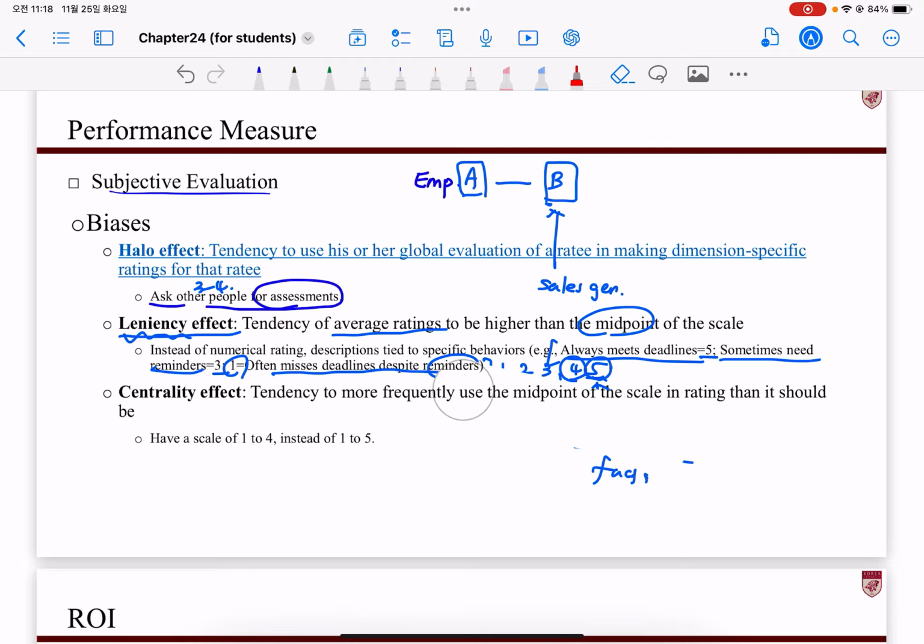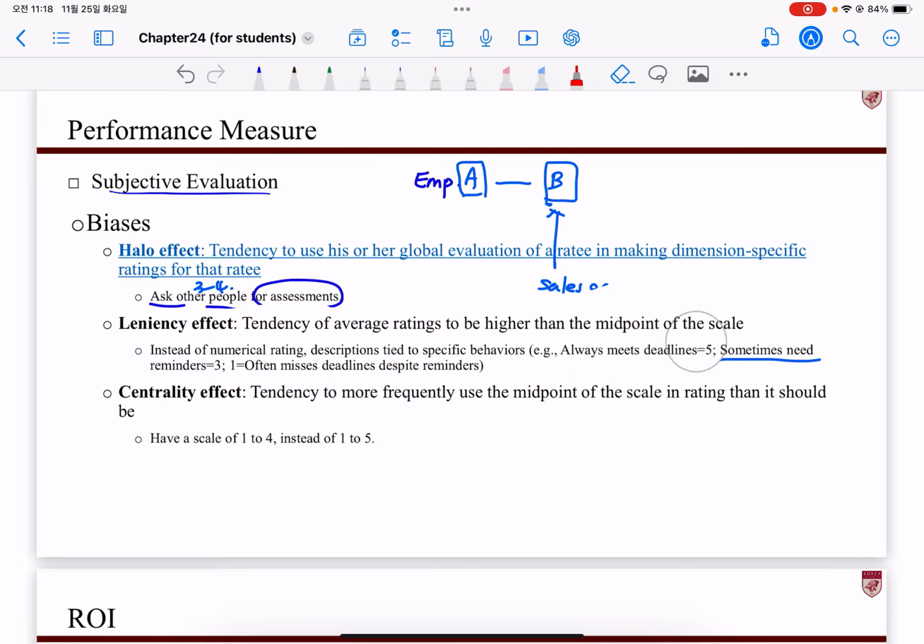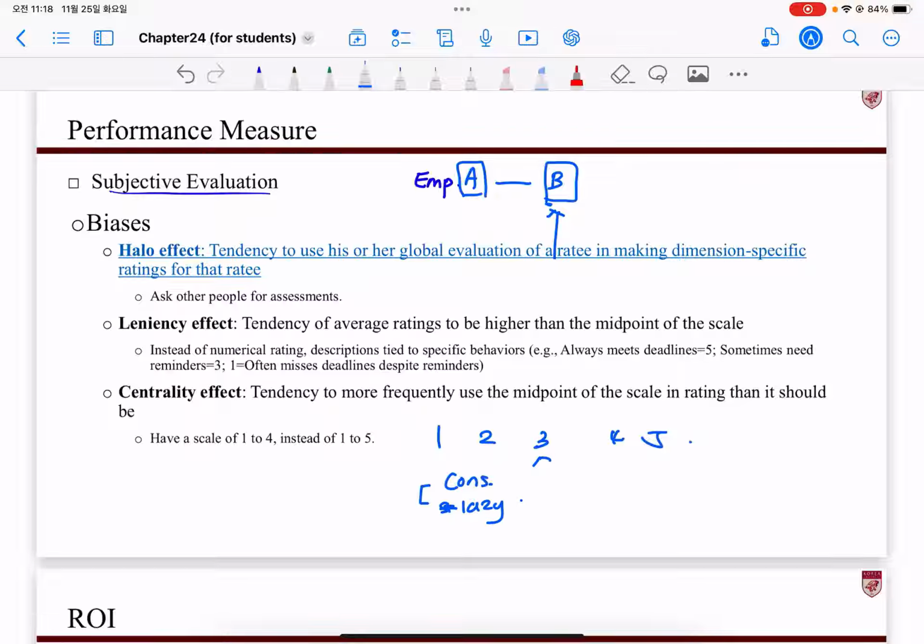And then there is the centrality effect. Centrality effect is because sometimes evaluators don't know the person really well. They want to be quite conservative. Or it may be simply because the evaluator is lazy. He may have some time constraints. So you may just frequently and conveniently use the midpoint to rate that person. That's called the centrality effect, to be centered around the midpoint.